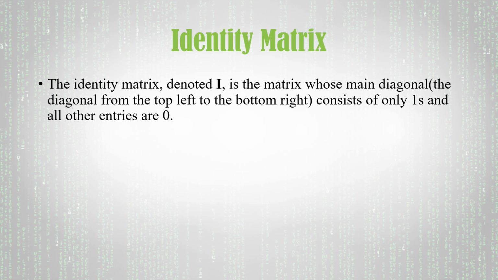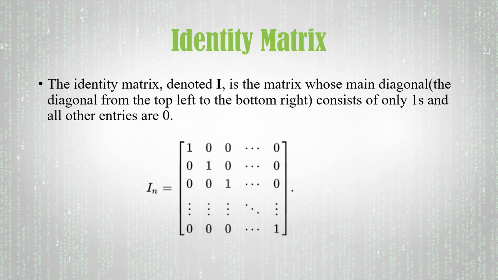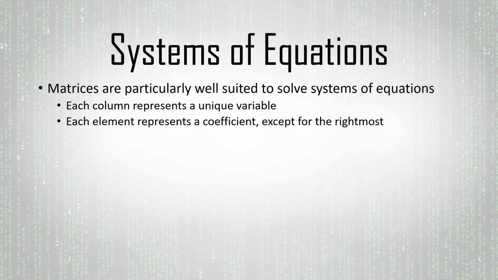And here's a fun one. We've got the identity matrix. The identity matrix, denoted I, is the matrix whose main diagonal, which is the one going from the top left to the bottom right, consists of only ones and all other entries are 0. This plays a pivotal role in matrices and linear algebra.